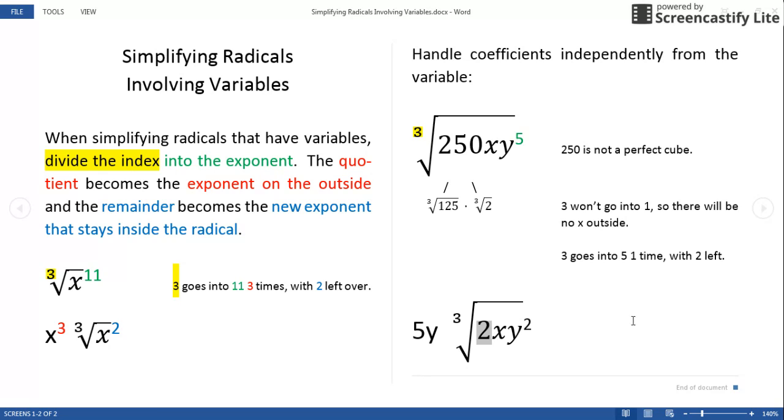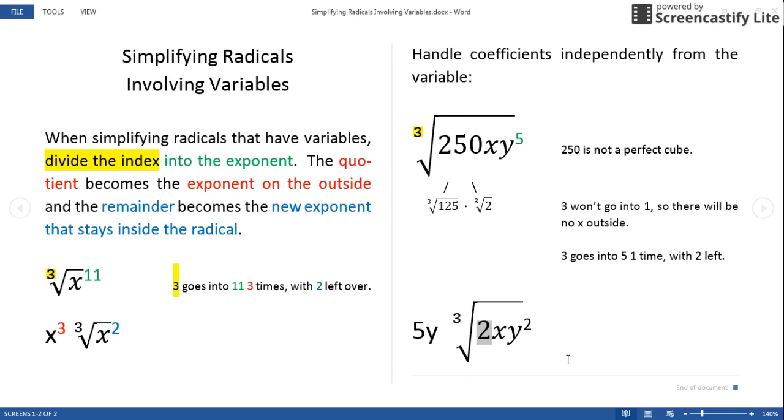Now let's handle the variable part. 3 won't go into the 1 that is understood here, so there's no x going to go on the outside. The x that we have with its 1 remainder is still on the inside. 3 goes into 5 1 time, so 1 is the exponent understood on the outside. There was a remainder of 2, so 2 is our exponent that stays on the inside. And here is our simplified form.